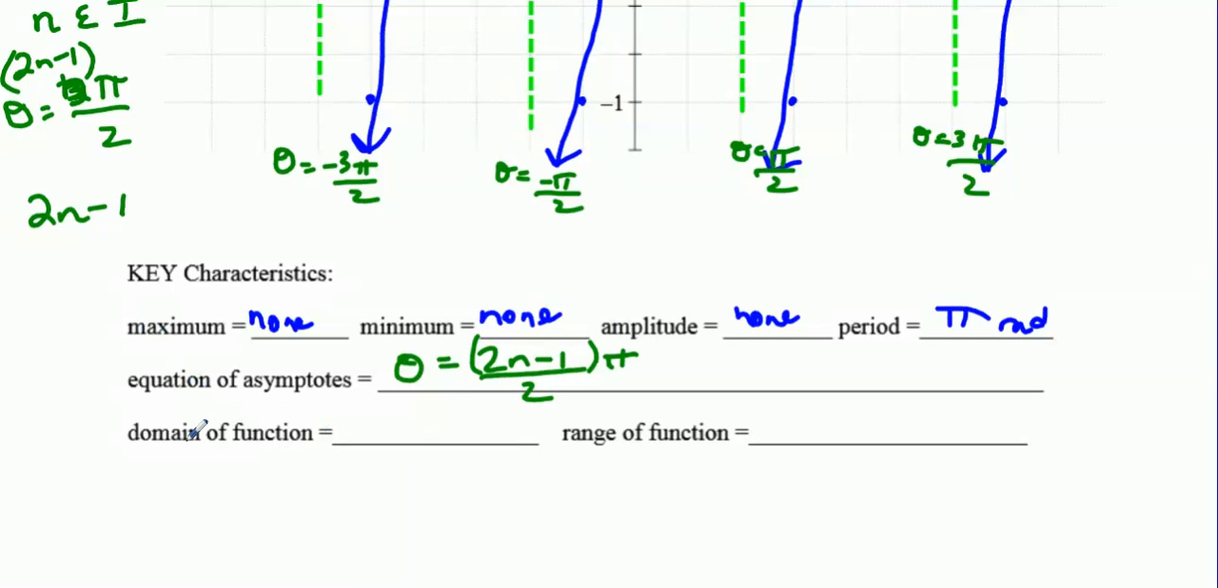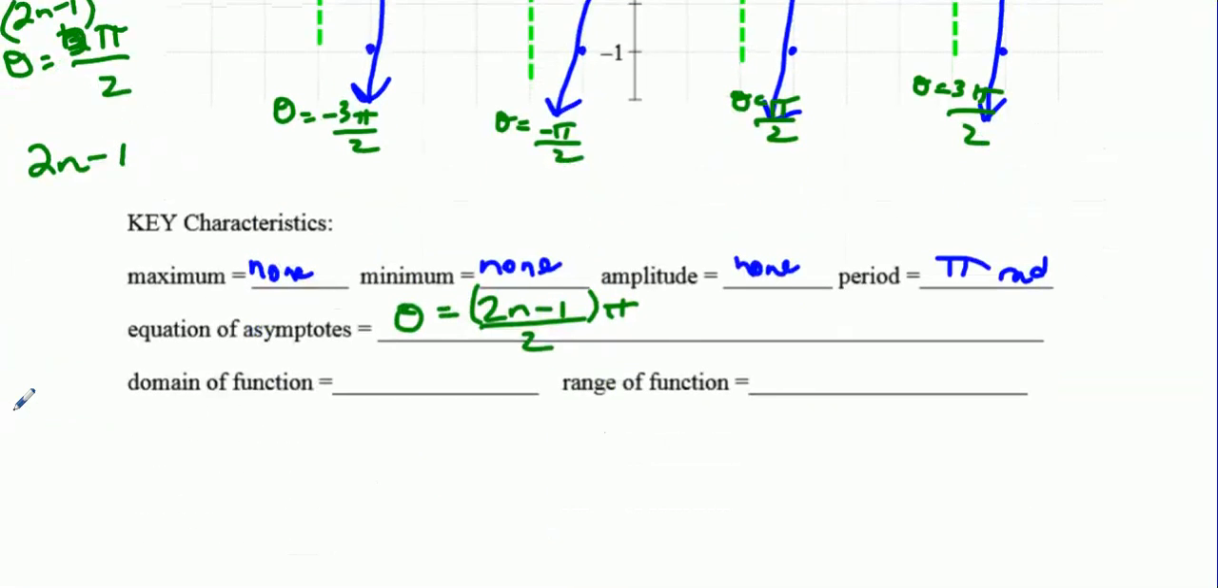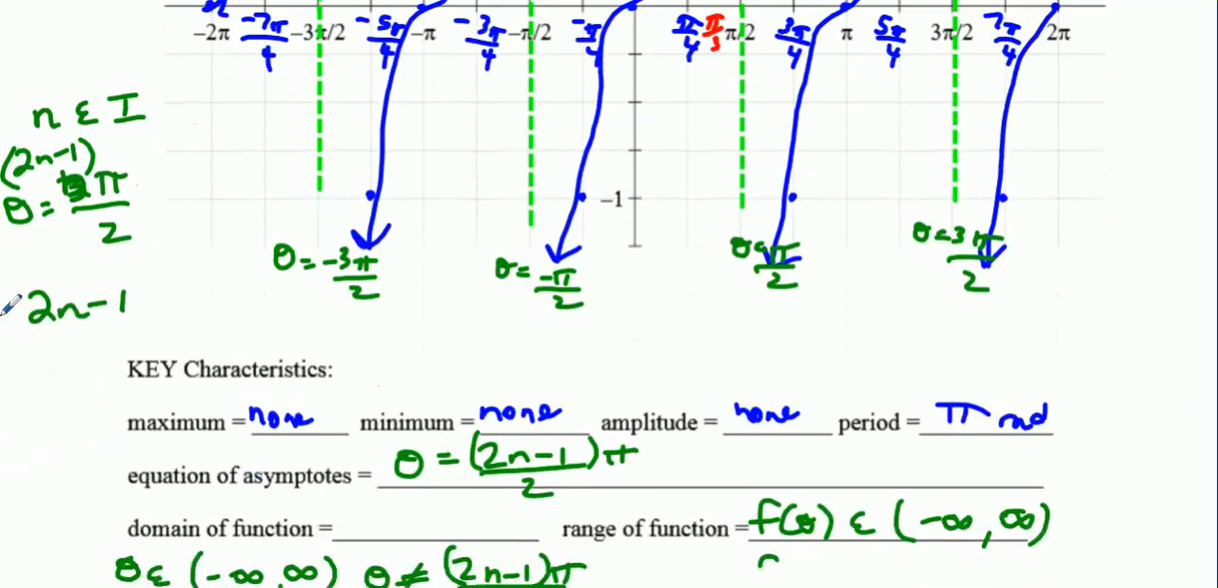The domain of the function, the way we're going to write that, really it's theta can be everything but the asymptotes. So we're just going to say theta is an element of negative infinity to infinity, where theta cannot equal 2n minus 1 times pi all over 2. The range of the function is going to be f of theta is an element of negative infinity to infinity. We don't have any restrictions on our y's. We don't have any horizontal asymptotes here.